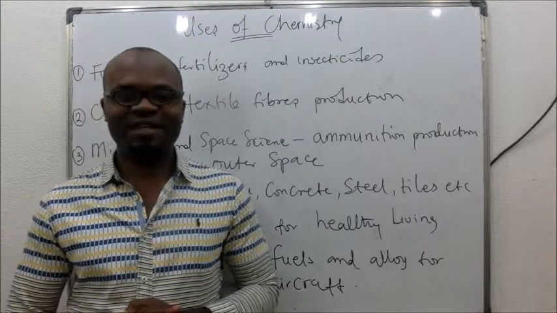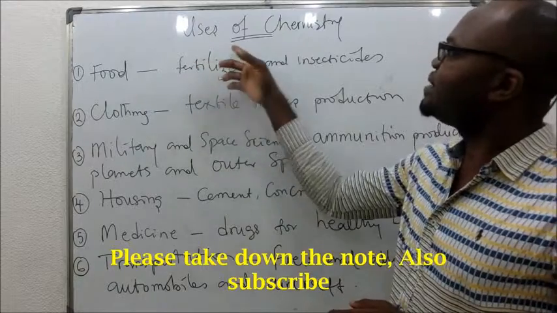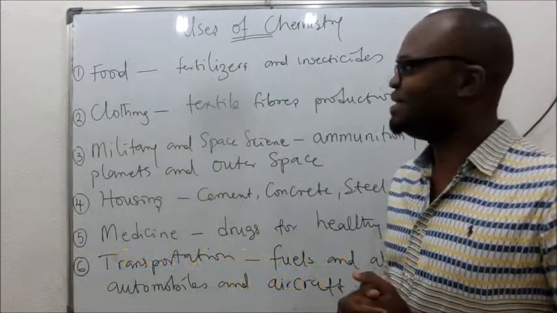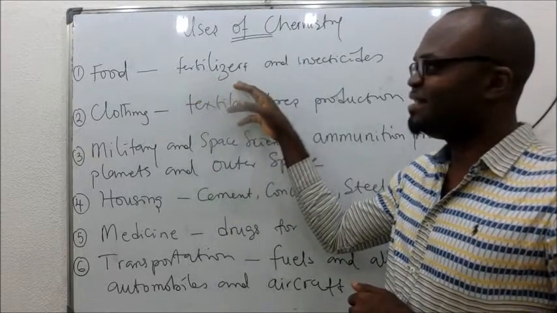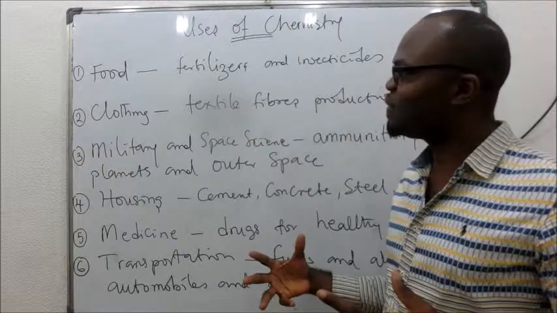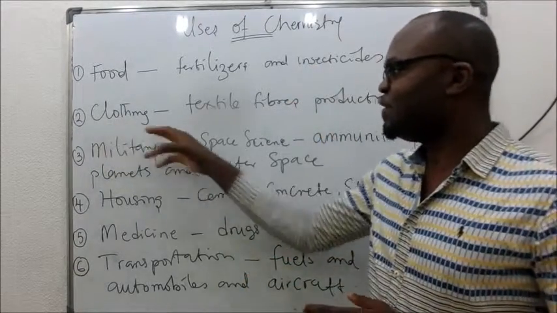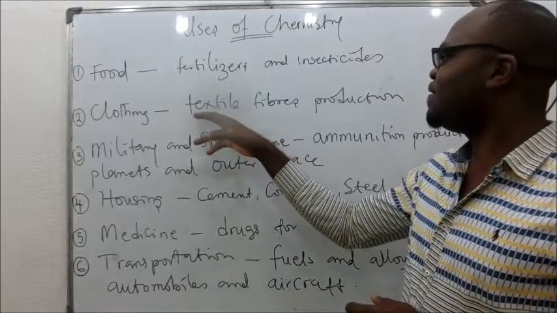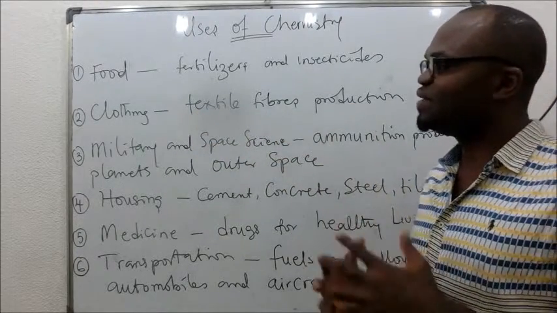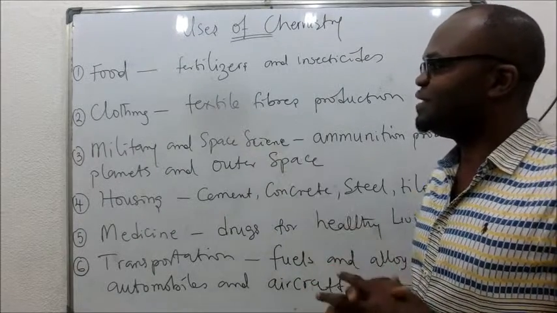And as a way of getting down your notes, I have them outlined on the board. Uses of chemistry. Food. In order to have food, you need fertilizers in your farm so that our crops can grow very well. And we also need insecticide to kill the weeds. Clothing. In order for us to have good textile and fiber production, we need to know how to make the chemicals that are used for this.